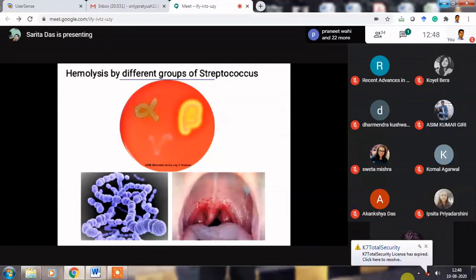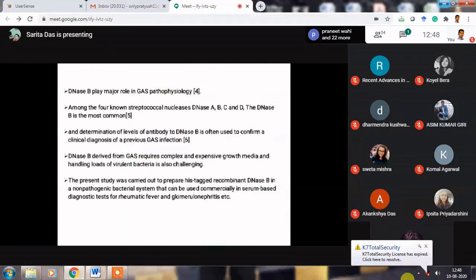So Streptococcus pyogenes causes pharyngitis, and DNase B. There are actually four different types of DNases: A, B, C, and D.